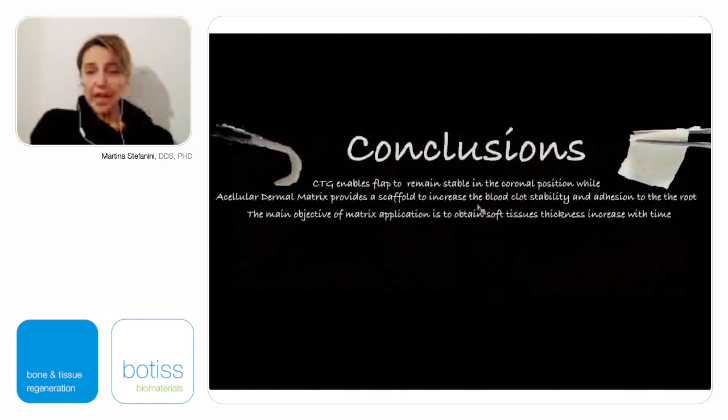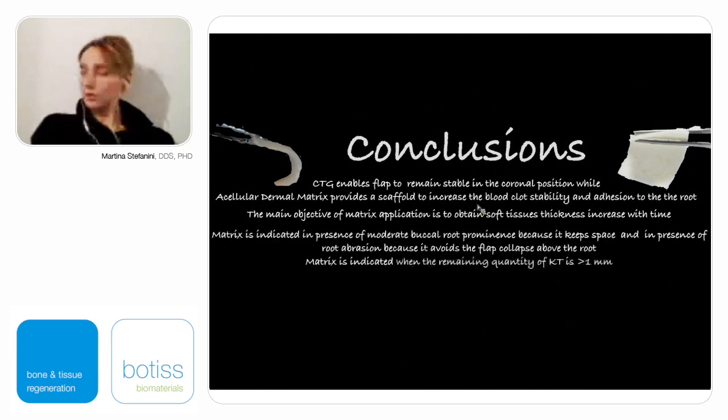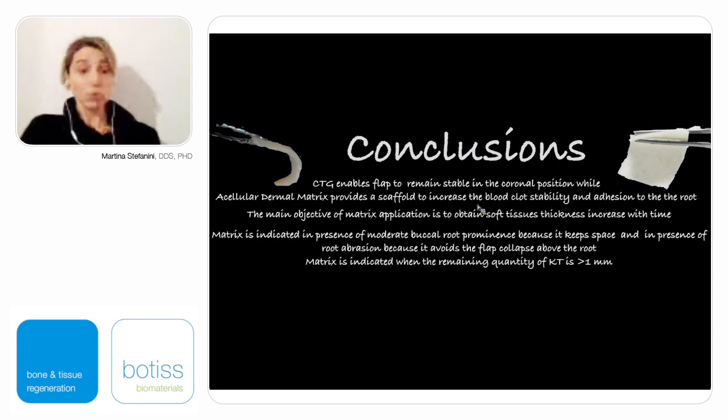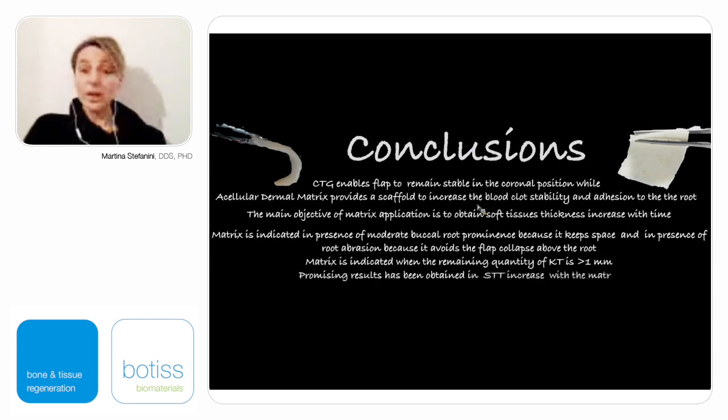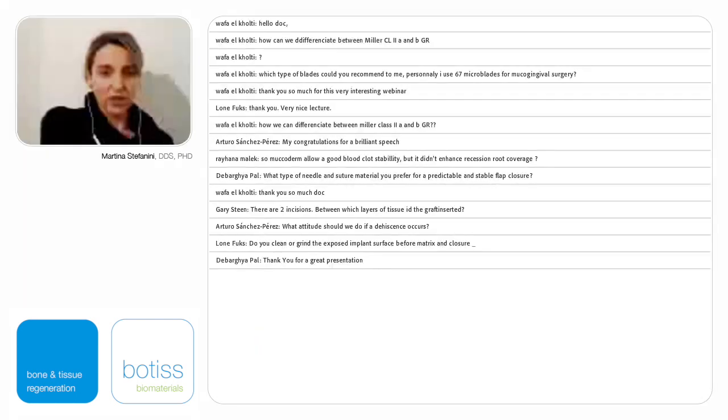So let me just tell you that you have to use the collagen matrix as much as possible instead of the connective tissue graft in order to reduce the morbidity for your patient. When you are treating gingival recession, you can apply the Mucoderm when you have at least 1 millimeter of keratinized tissue in your flap, in presence of moderate buccal root prominence, and in presence of root abrasion, because the matrix will avoid the flap collapse above the root. Promising results have been obtained in the soft tissue increase with the matrix in implant deficiencies.